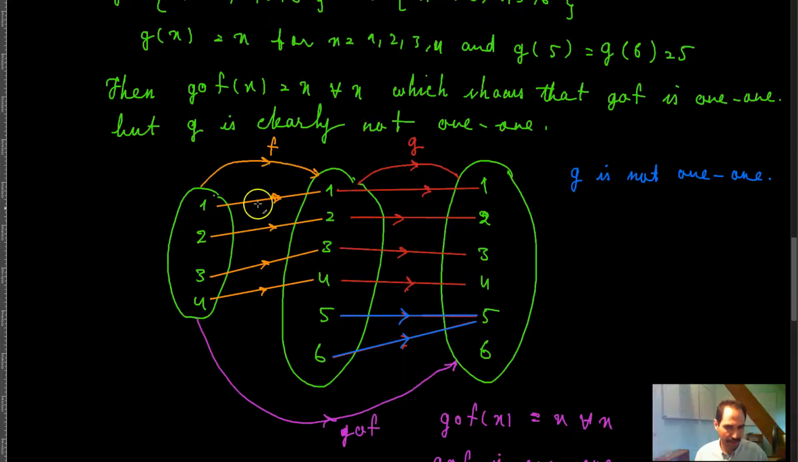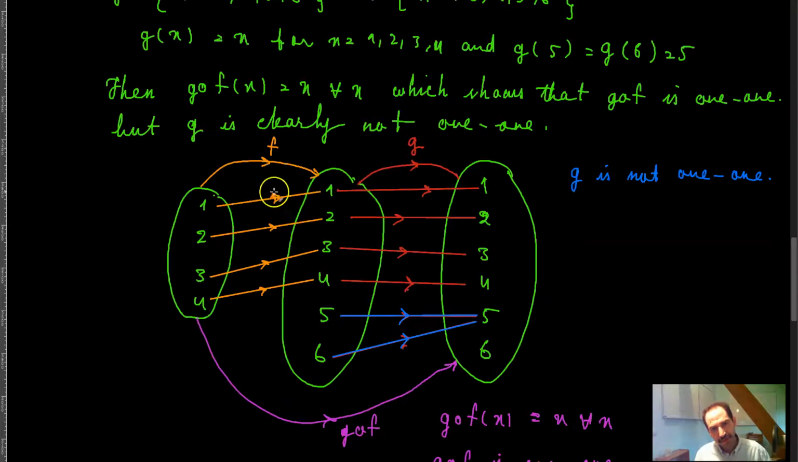As you can see, F here is 1-1. Every distinct element of the first set has distinct images in the second set. But G is not 1-1, because there are two elements of the first set under G that do not have distinct images in the second set. So G is not 1-1 and not surjective. F is 1-1, but it's not surjective.